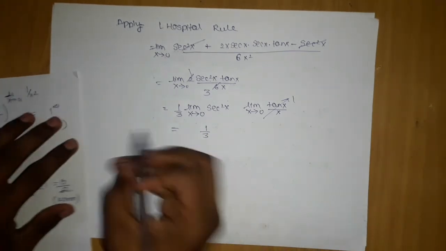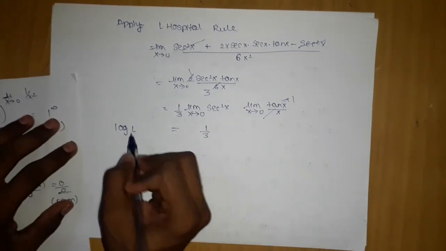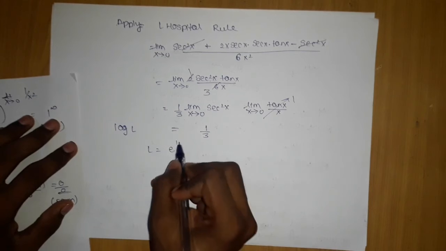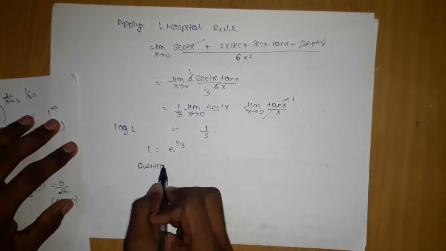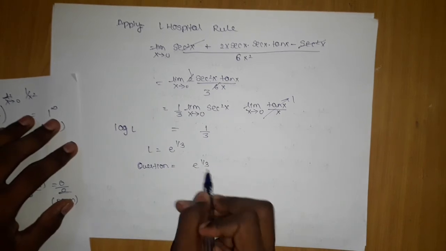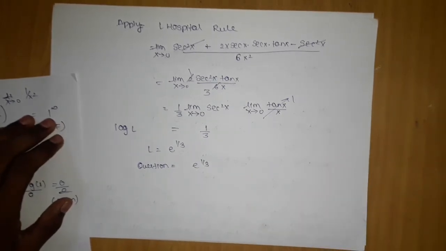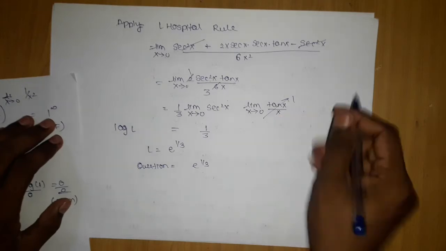Now this is not the complete answer, we have log L here. It will become e power 1 by 3. Now you have to write the question and write it is equal to e power 1 by 3. You will get the complete marks. Okay, and don't forget to mention the steps, the reasons. Now let's move on to the next question.